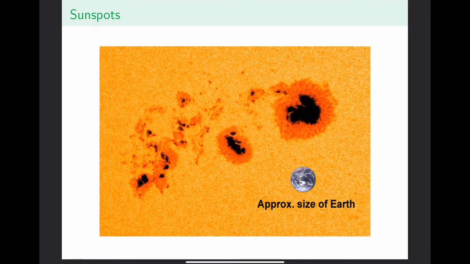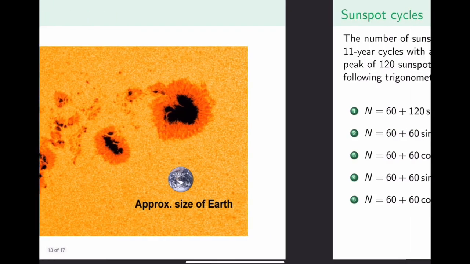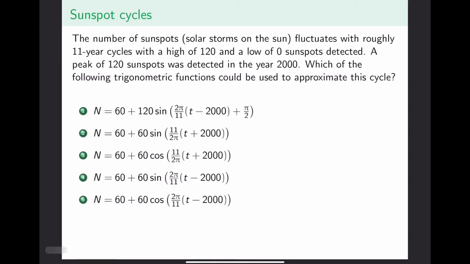So sunspots are essentially solar storms that happen on the surface of the sun, and we know from observations that they fluctuate approximately on 11-year cycles, with the highs of 120 and the lows of 0 sunspots detected in any particular year. So here we are told that in year 2000, we've actually detected the peak of 120 solar storms, and therefore we're able to produce a trigonometric oscillating function that will model the number of expected solar storms.